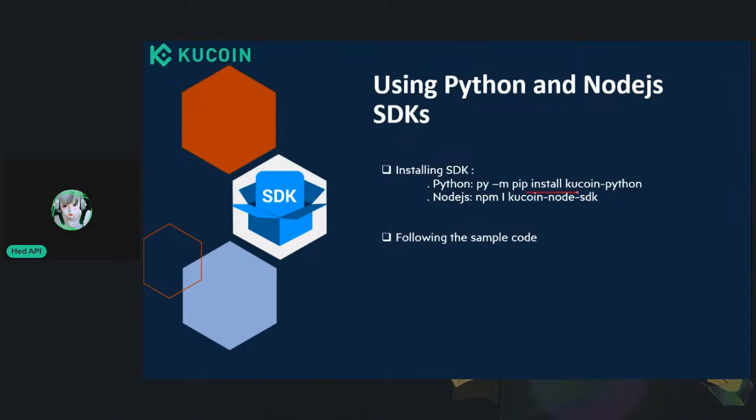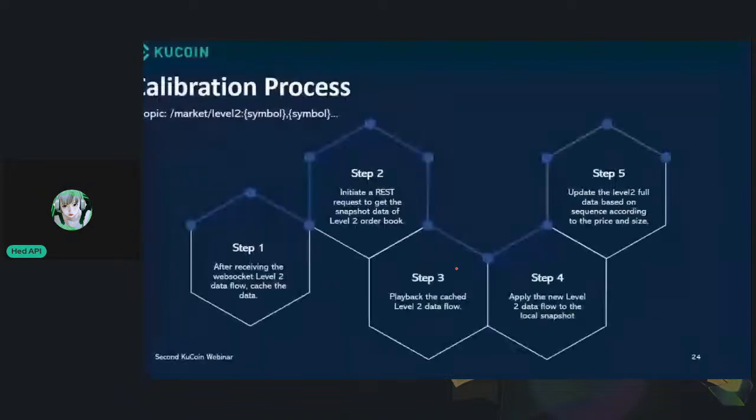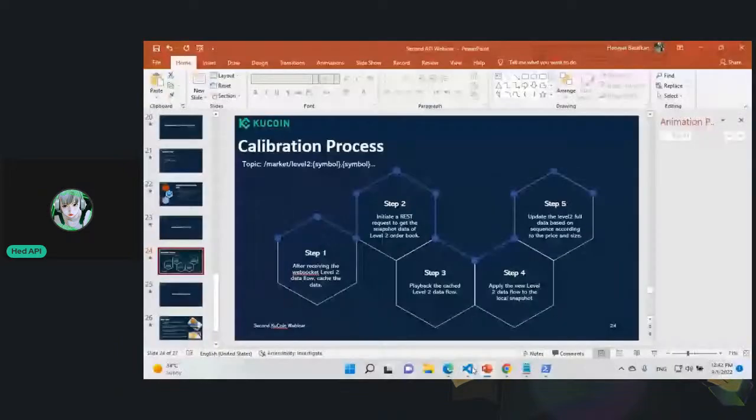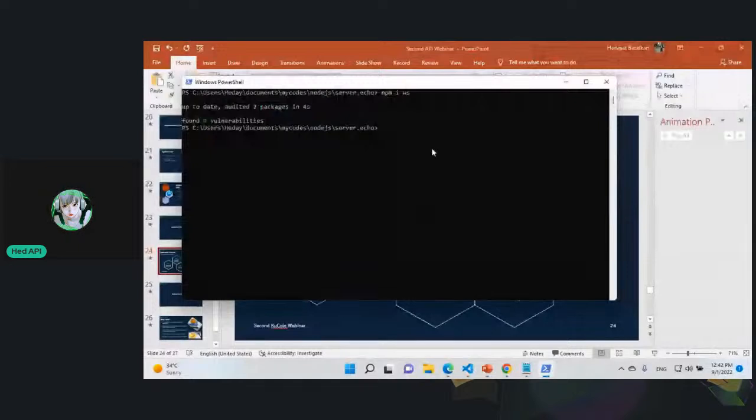For installation of the SDKs here, again, we will use the pip command in Python and the npm command in Node.js, and then we can use the sample code. So let's do that. Let's go for the first. We try to install the KuCoin SDK, the KuCoin Python SDK in Python.